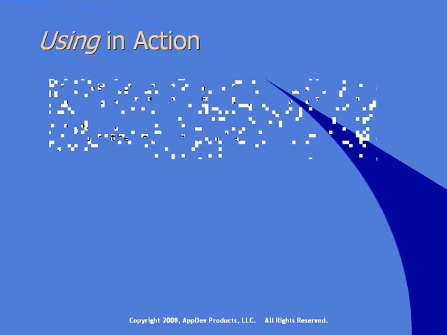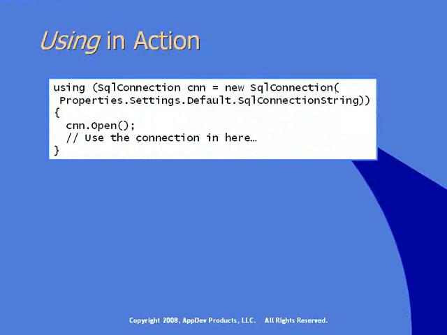The using block you create might look something like this. Using a new SQL connection, passing in the connection string from the configuration file into the constructor, then open the connection and then use the connection. At the end of the using block, the connection will automatically be disposed and therefore will automatically be closed as well. You don't need to even add code to close it yourself. The using block will take care of it for you. Adding the explicit code to close the connection would actually be somewhat redundant. So the code you write would look something like this.